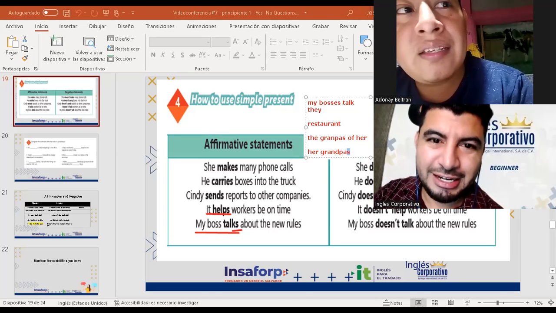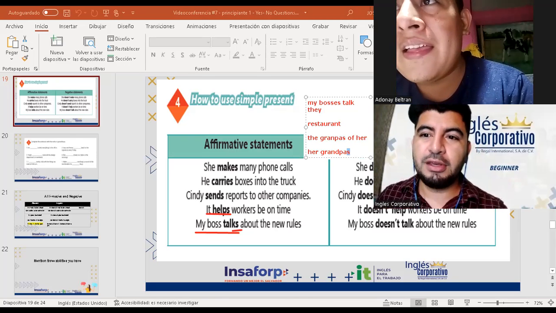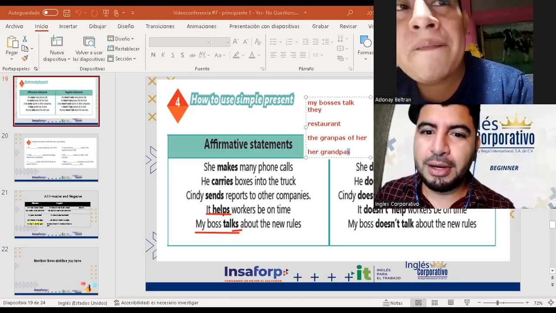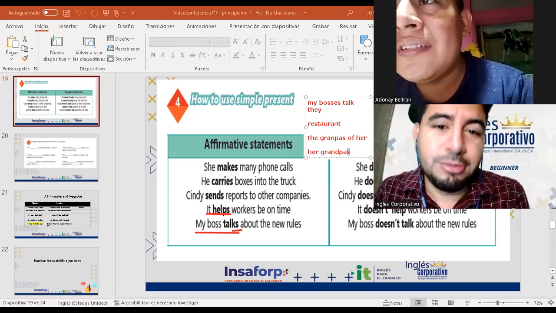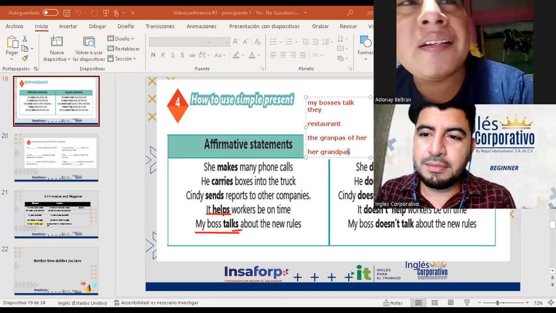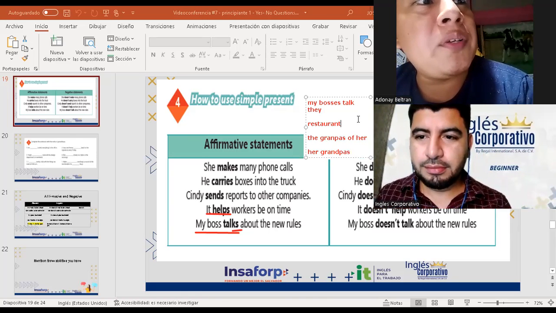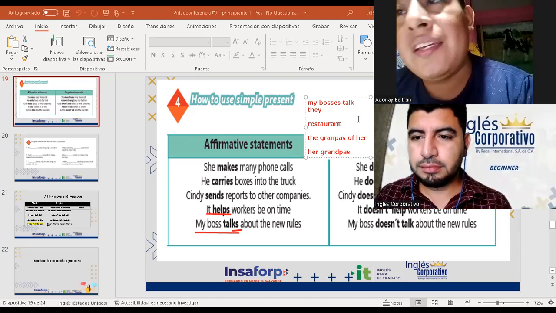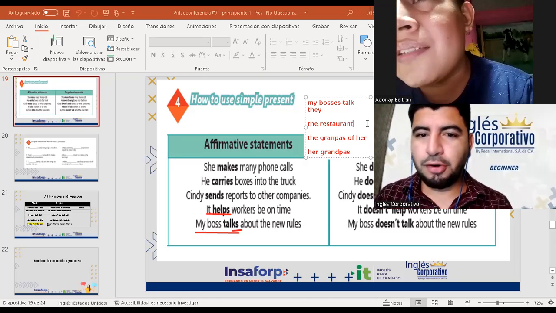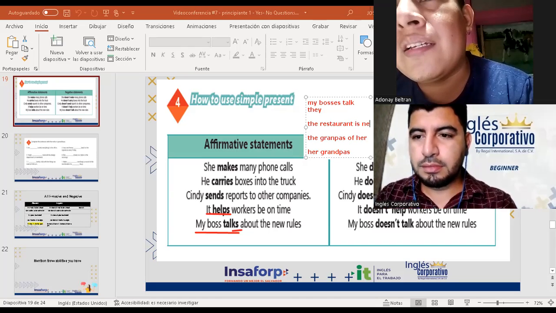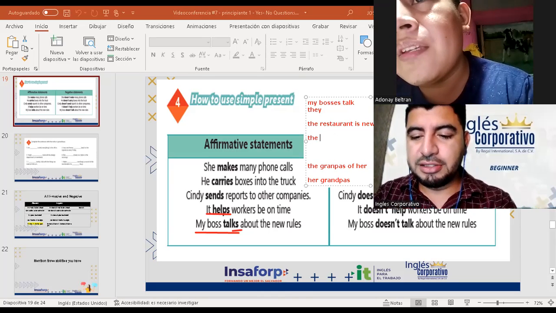Si ves una S en el sujeto o de quien estás hablando, va a ir are si estás hablando con el verbo to be, o el verbo sin S, verbo normal, y si es negativa, don't, y si es pregunta, do. Entonces sería do. Porque como ahí tenía de ella, puede confundirse: podía utilizar she, de ella, pero está grandpas con la S. Entonces voy a ocupar el plural, they. Exacto.